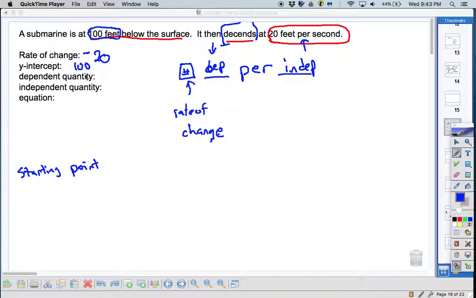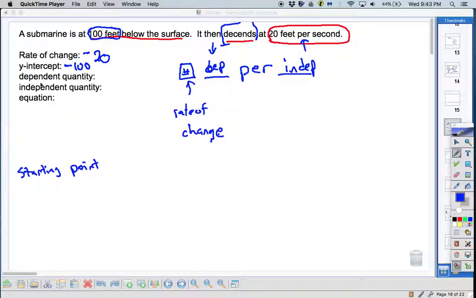And just like before, we have to decide is it positive or negative. It says we start 100 feet below the surface, so that's going to be negative 100 feet. Anything below the surface is going to be negative. Above the surface is positive. So this is negative 100 feet because we're below the surface. And this was negative 20 because we are descending.